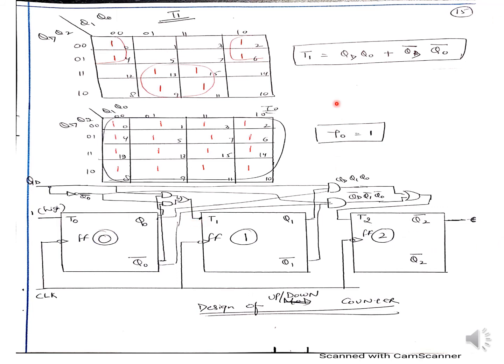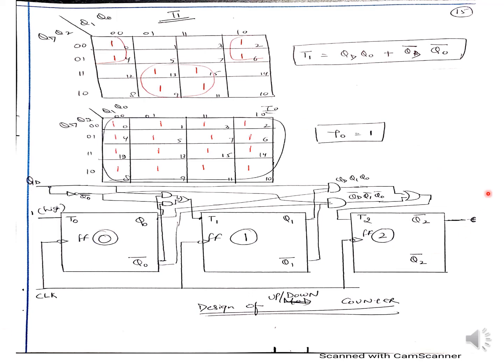Next is T0, T2. T2, as we have done on the previous slide, I can't go back there. So T2 was the combination of QD, Q1 and Q0. I have connected all these three with the AND gates, and the multiplication of QD bar, Q1 bar and Q0 bar I have connected with the AND gate, and then connected with the NOT gate and connected to the T2, and this is my output.